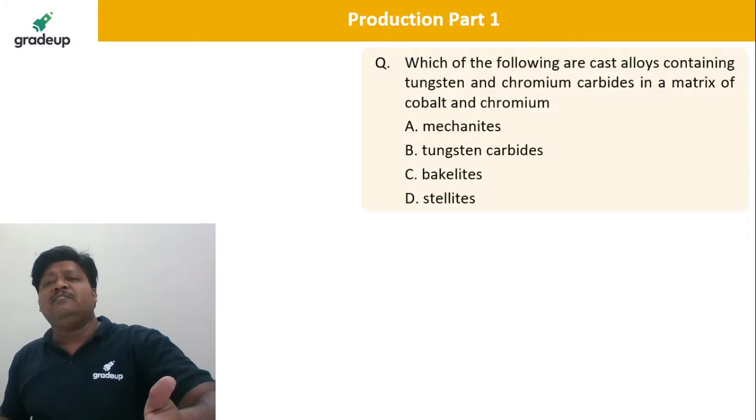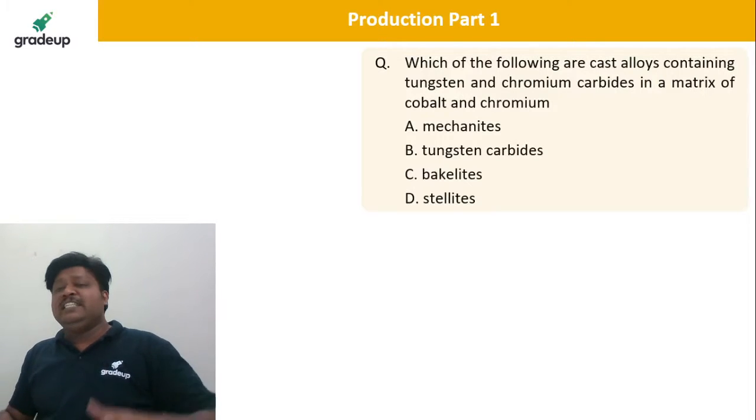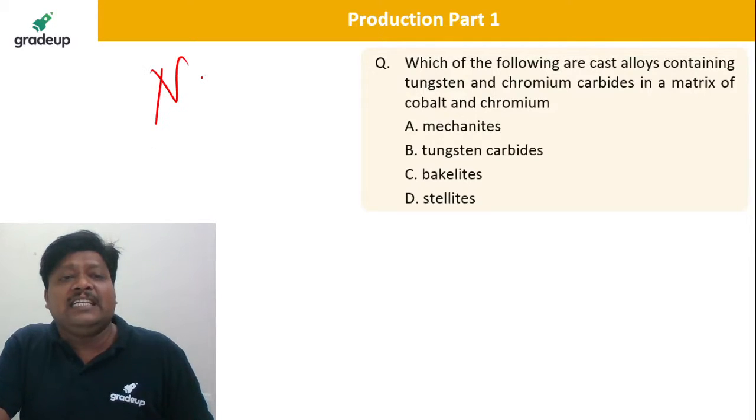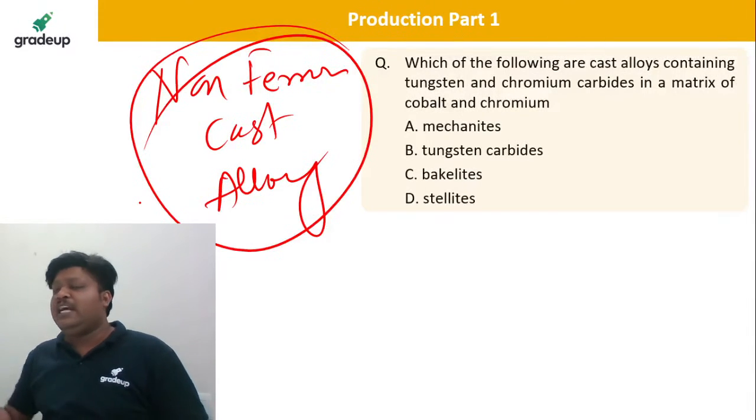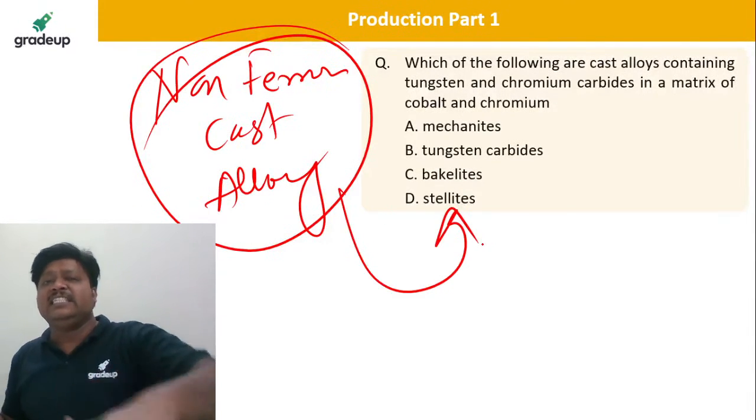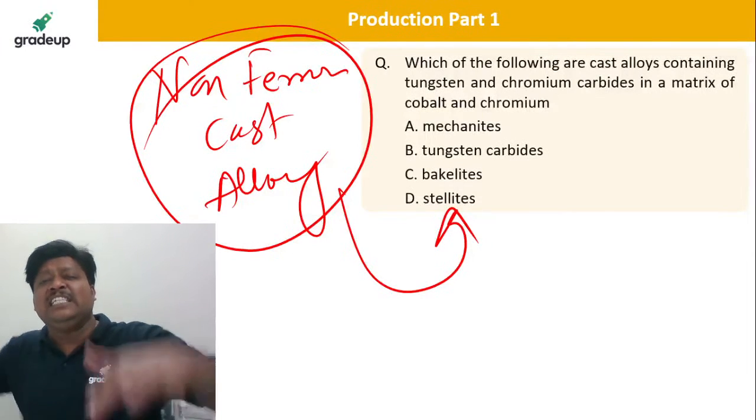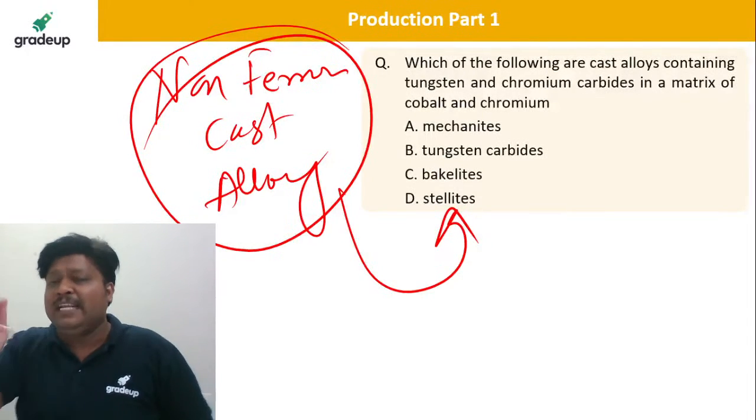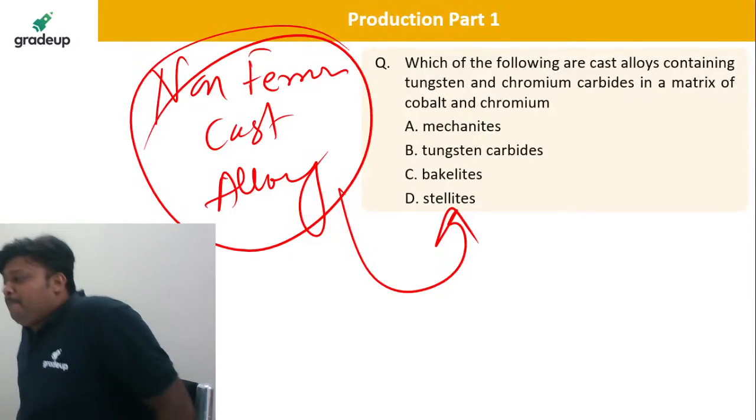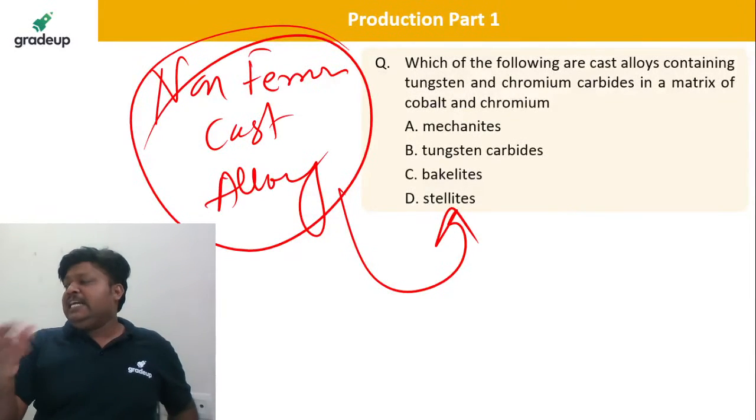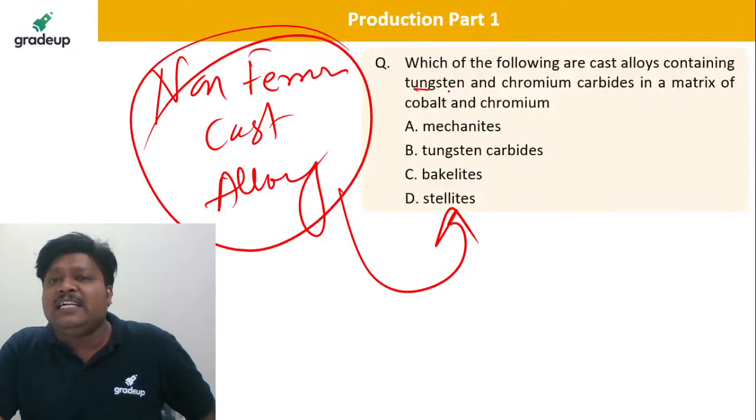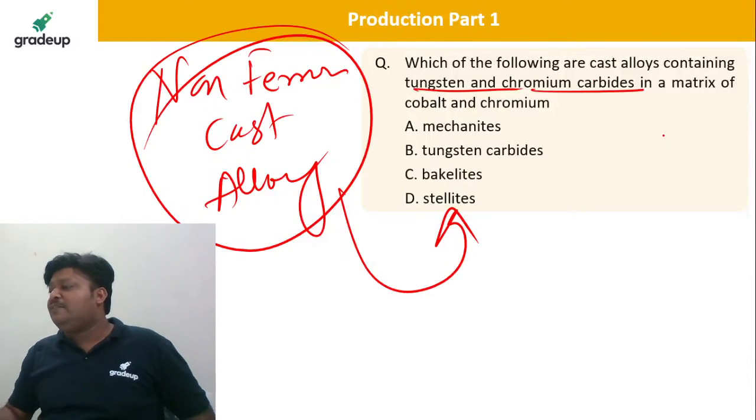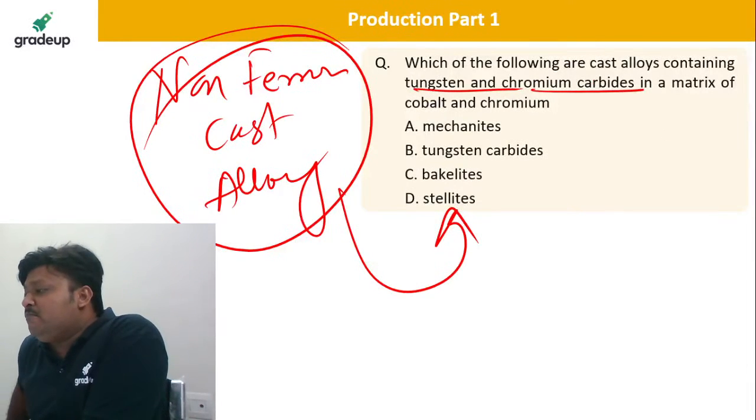So the next development we have done is the stellite, which is known as the non-ferrous cast alloy. Dear, please remember, non-ferrous cast alloy. This is nothing but stellite. This is the substitute when HSS fails to cut ferrous material. I hope it is clear. This is stellite, the non-ferrous cast alloy having tungsten chromium carbides in the matrix of cobalt and chromium.